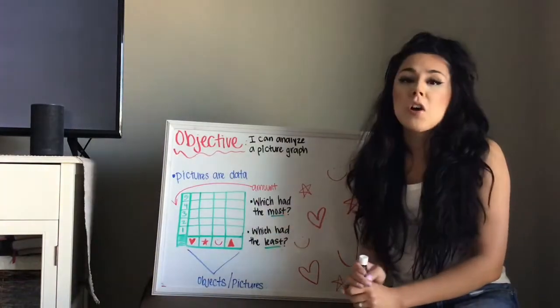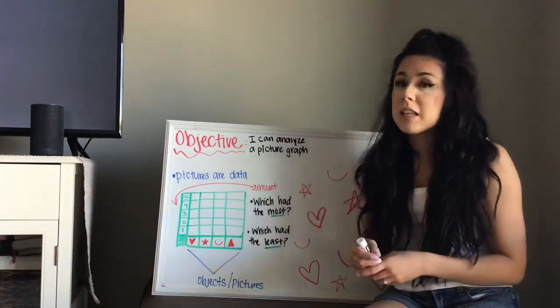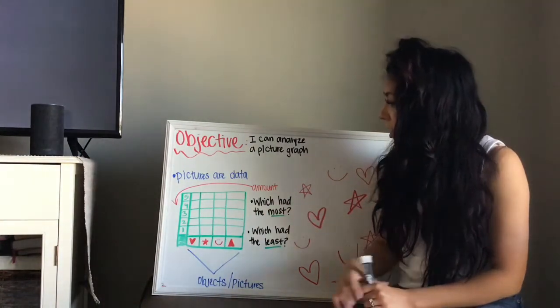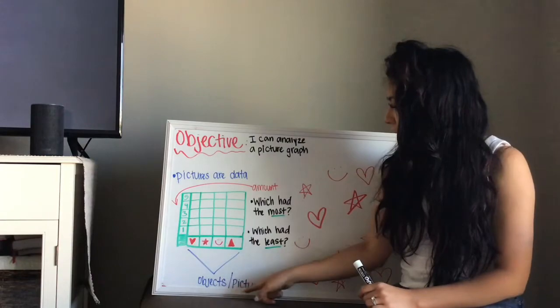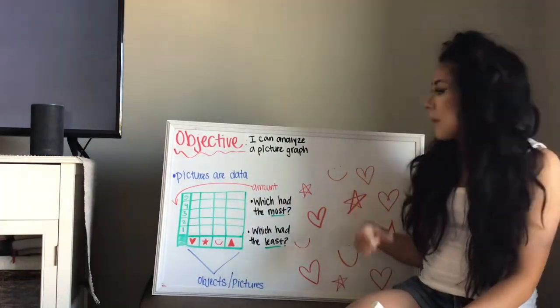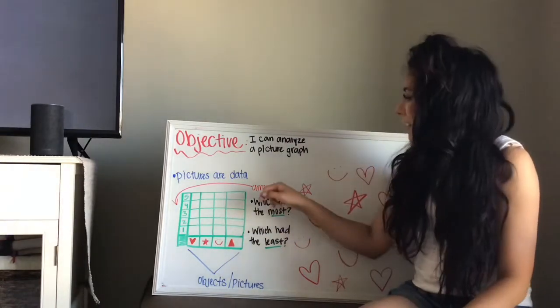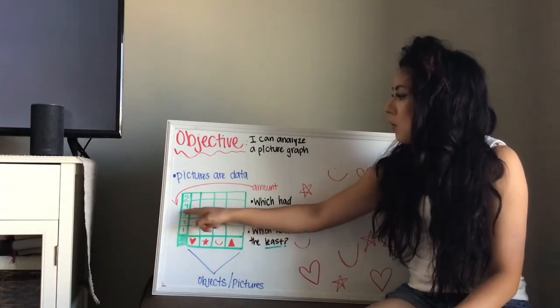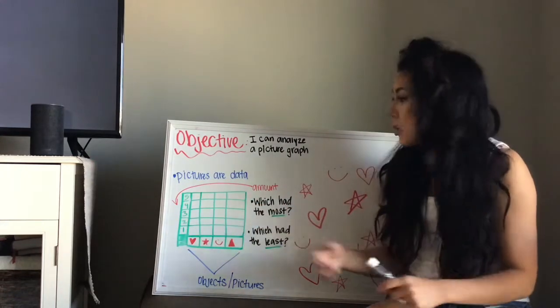So the pictures are our data, our information that we're collecting today. So we're going to put all of our data in this little graph right here. Down here we have the objects or pictures that are in our picture graph. I drew a bunch of those pictures right behind me. I'll move in a minute. And then right here on the side we have the amounts. So we're going to see if there's 1, 2, 3, 4, 5 of each picture.